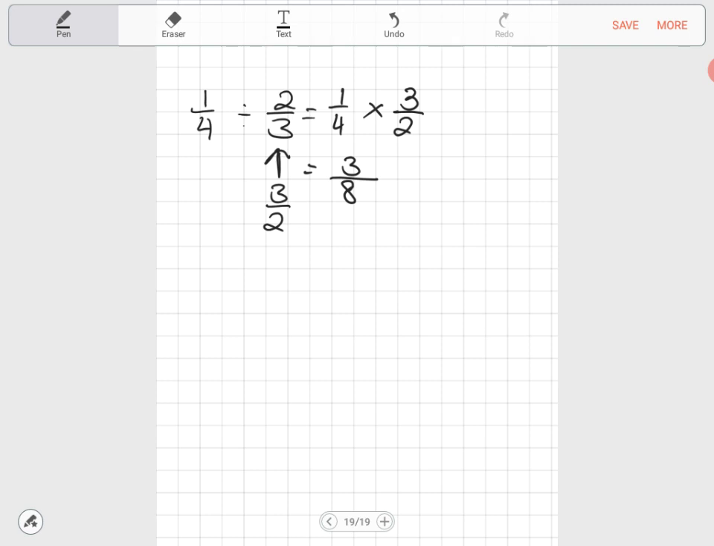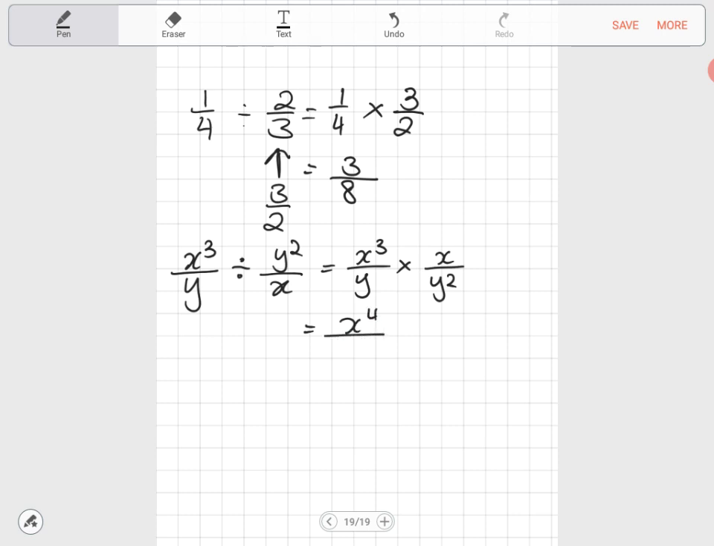This works again very similarly with algebraic fractions. If we had x to the 3 over y and we wanted to divide it by y squared over x, we are going to write the first one down, change it to a multiplication symbol, and flip the fraction. Now we are just going to multiply what we normally would. So x to the power of 3 times x, that's x to the 4, over y times y squared, so y to the 3.